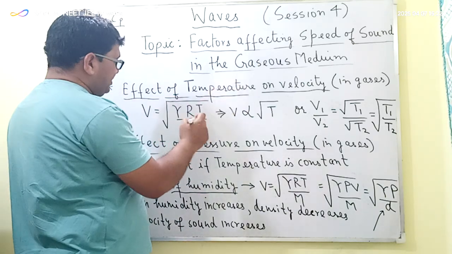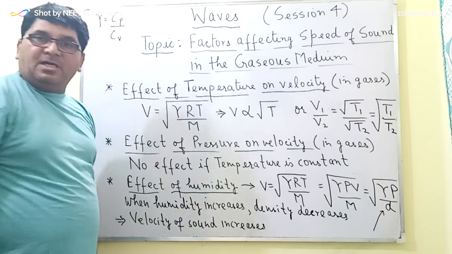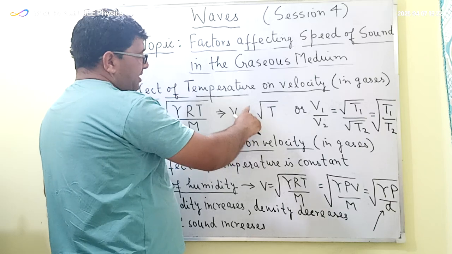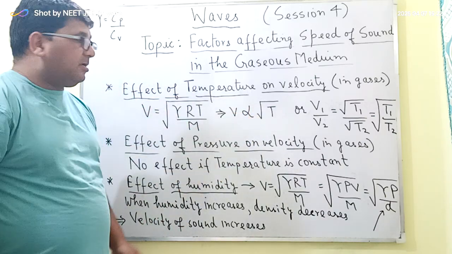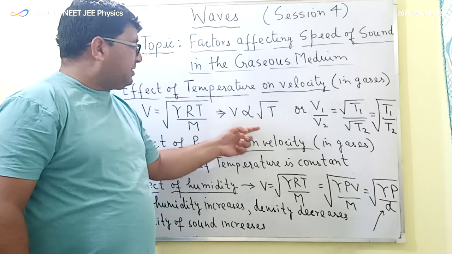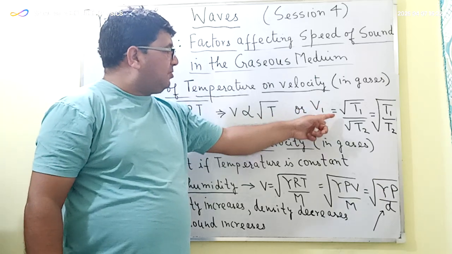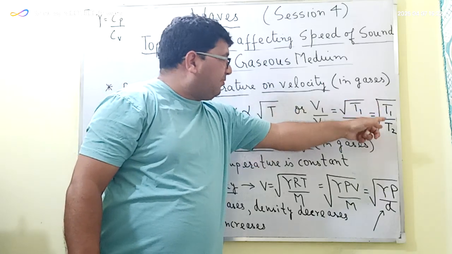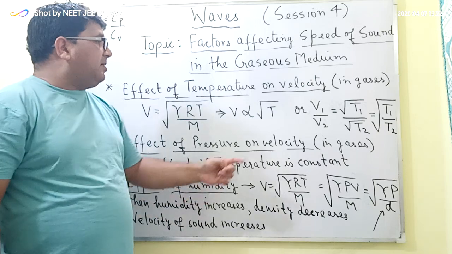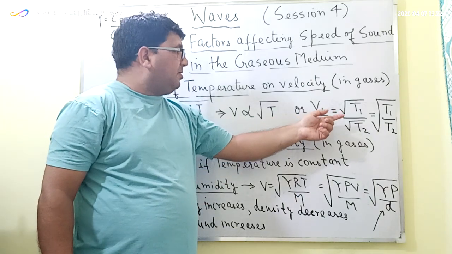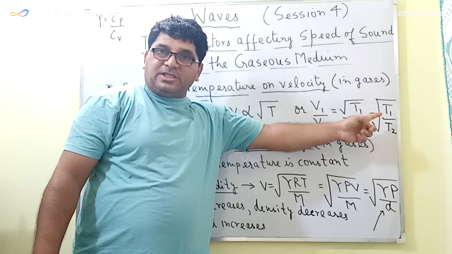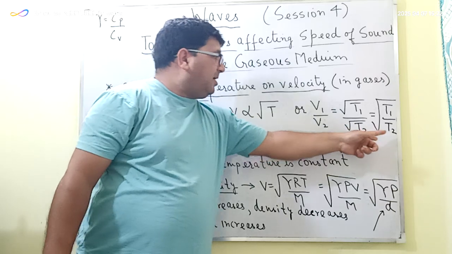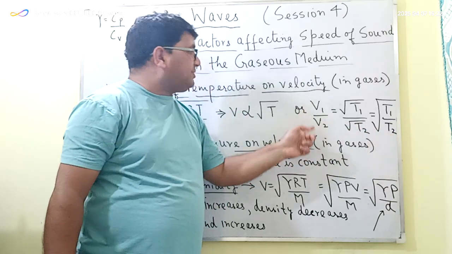So for a particular gaseous medium, gamma, R and M will be constant. So the velocity of sound in a gaseous medium is directly proportional to under root T. Or we can write this relation as V1 upon V2 is equal to under root T1 upon under root T2, and this can be written as under root T1 upon T2. So if I know the velocity of sound at a particular temperature, say T1, then I can calculate the velocity of sound in the same gaseous medium at a particular temperature, say T2, by using this expression.